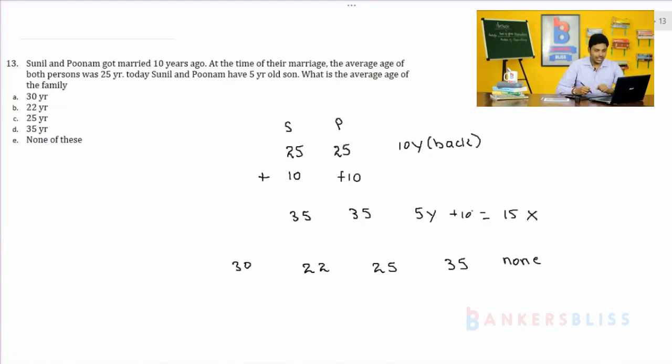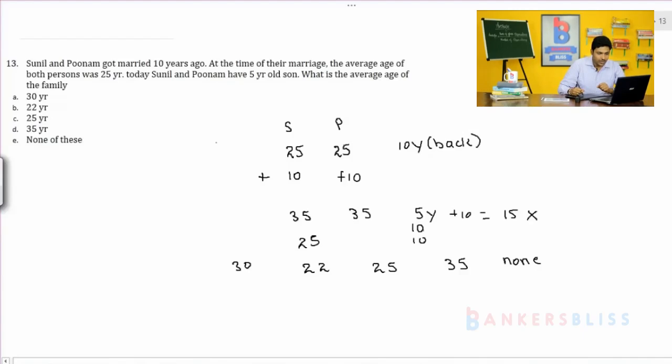Consider option C, 25. So if 25 is the average, the difference between 35 and 25 is 10. So Sunil is giving 10, Poonam is giving 10.